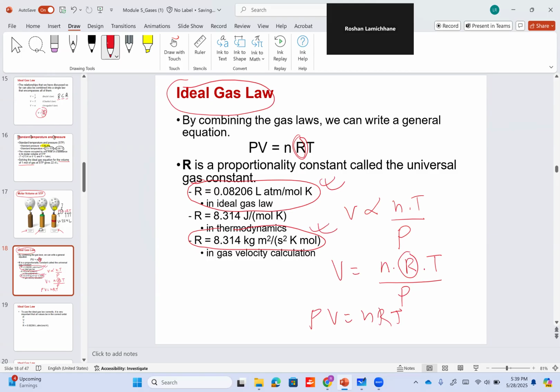It's the same as someone telling me that 1 inch equals 2.54 centimeters. For a particular problem, I might use 1 inch, and for another problem, I can use that 2.54 centimeters, depending upon what the question is asking me. All right.